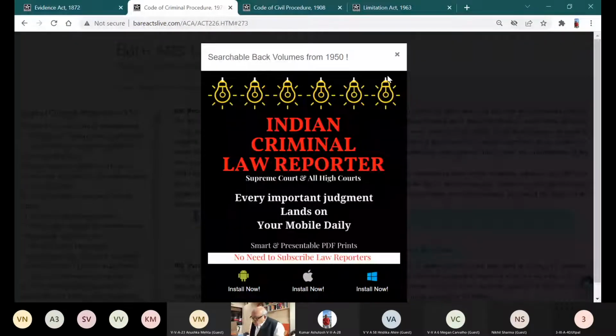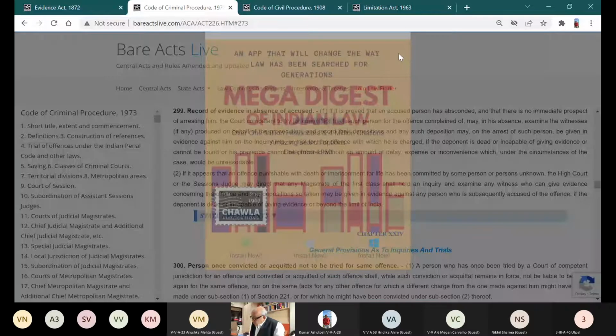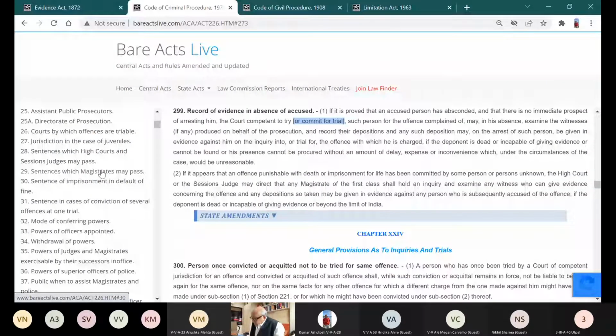A person who has once been tried by a court of competent jurisdiction for an offence and convicted or acquitted of such offence shall, while such conviction or acquittal remains in force, not be liable to be tried again for the same offence, nor on the same facts for any other offence for which a different charge might have been framed under Section 221, or for which he might have been convicted under Section 2. There are provisions on acquittal and conviction, so these are the circumstances given.